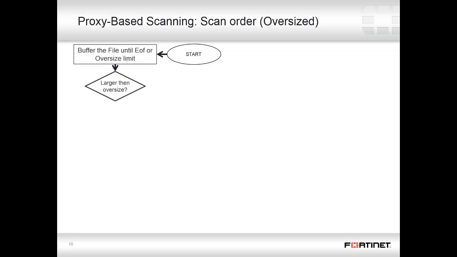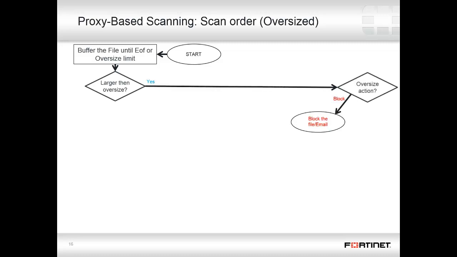To compare, let's look at proxy-based scanning when we don't have the entire file to work with, a file that is oversized. If the file is too big, the first thing that kicks in is the oversized action. It is set to block or pass. If it's blocked, the file is replaced with a block message.